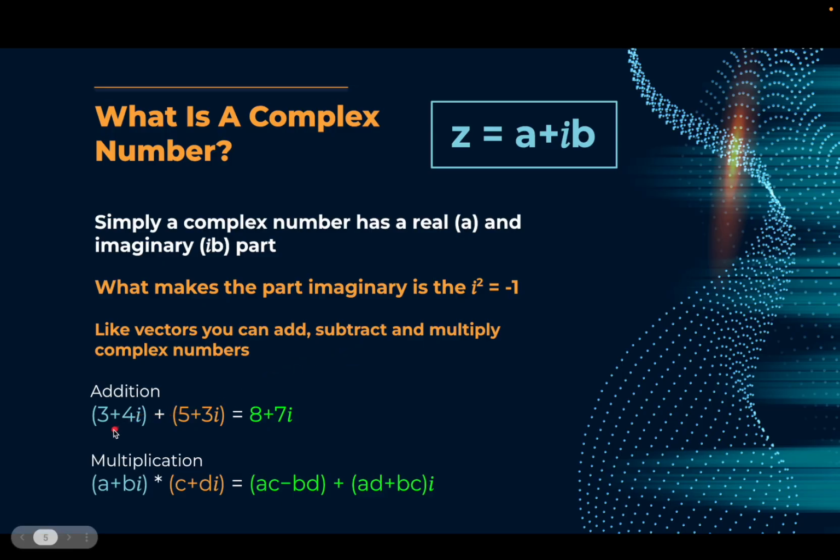For addition, it's kind of like vectors. You have this complex number 3 plus 4i, and this other one, 5 plus 3i. So you add the real parts, 3 plus 5, which is 8, and then 4i plus 3i, which is 7i.